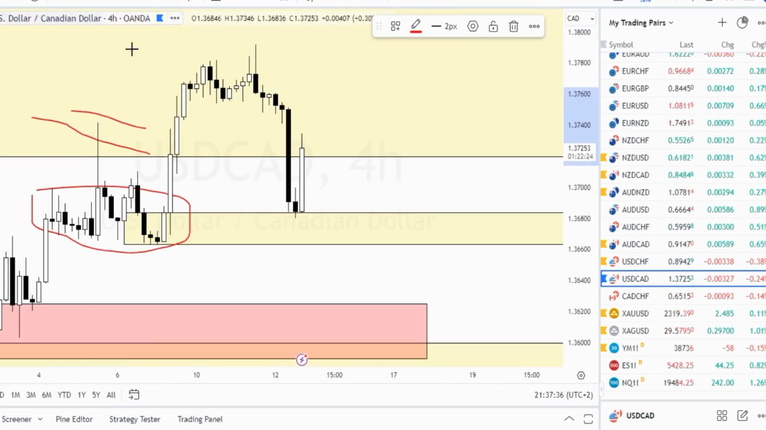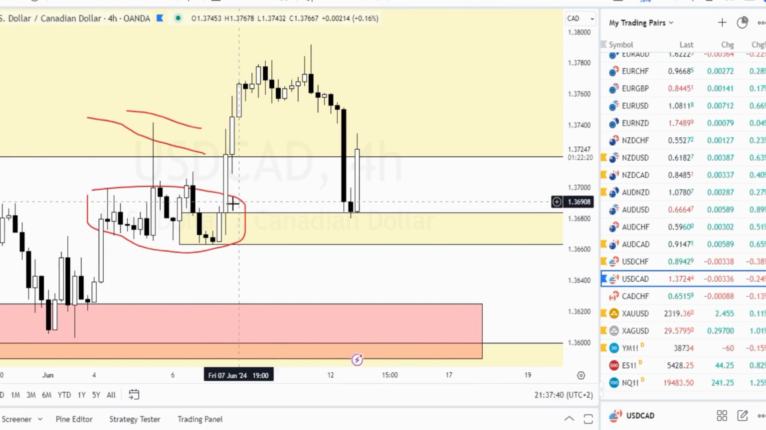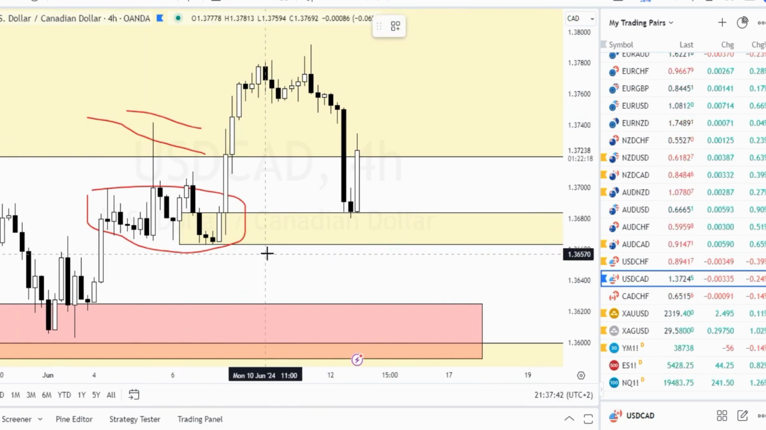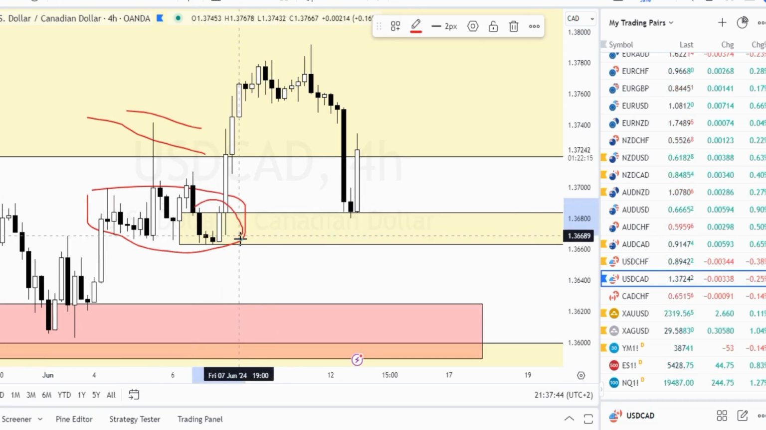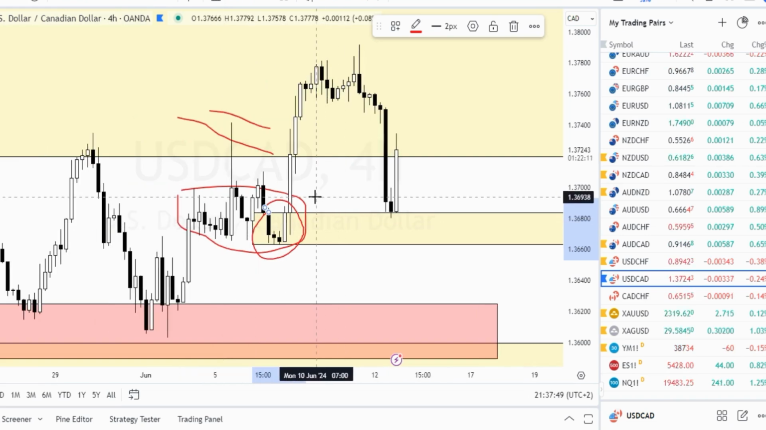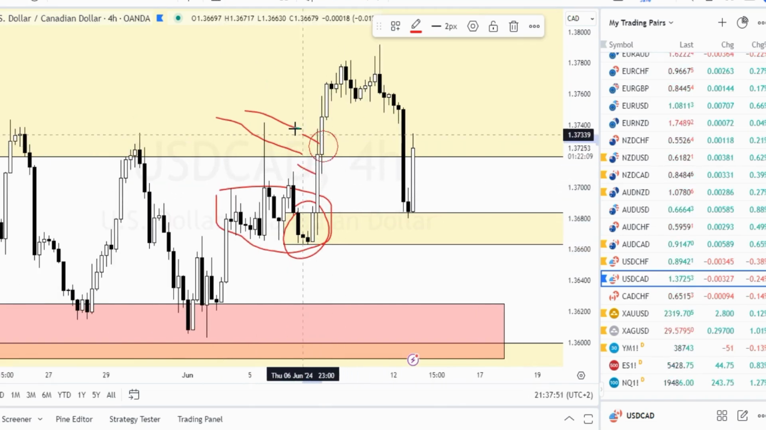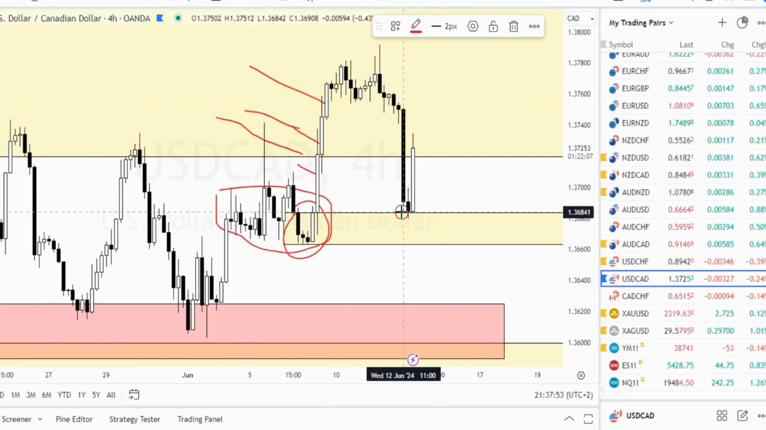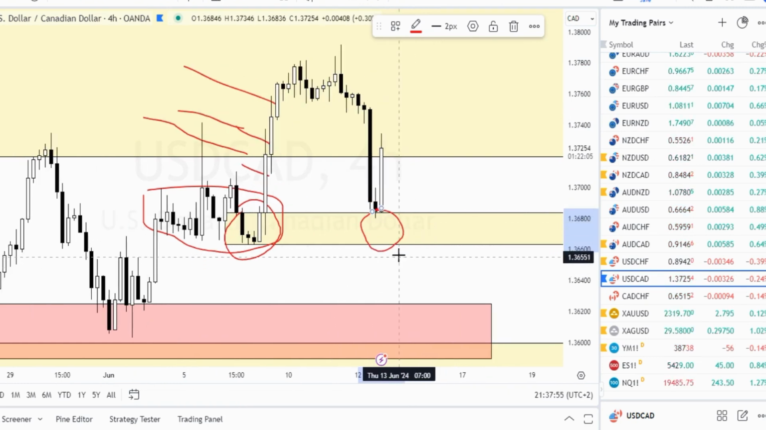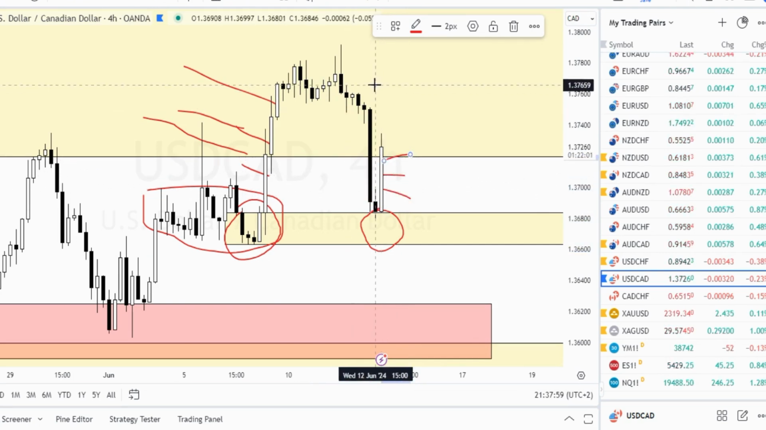So I went to the 4 hour chart, and in the 4 hour chart you can see very clearly that this order block here was responsible for this impulsive move to the upside. So I placed the order, and right now the market is going up. I don't know if it will go up or not, but that's what I did, and that's my order.